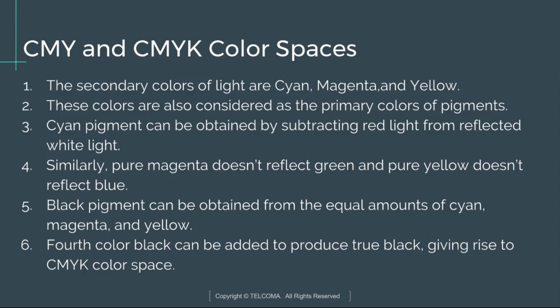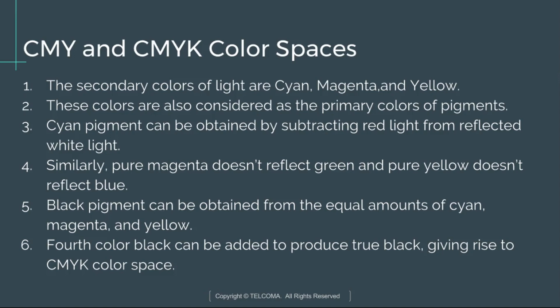Next is CMY and CMYK color spaces. The secondary colors of light are cyan, magenta and yellow. These colors are also considered as the primary colors of pigments. Cyan pigment can be obtained by subtracting red light from reflected white light. Similarly, pure magenta doesn't reflect green and pure yellow doesn't reflect blue.